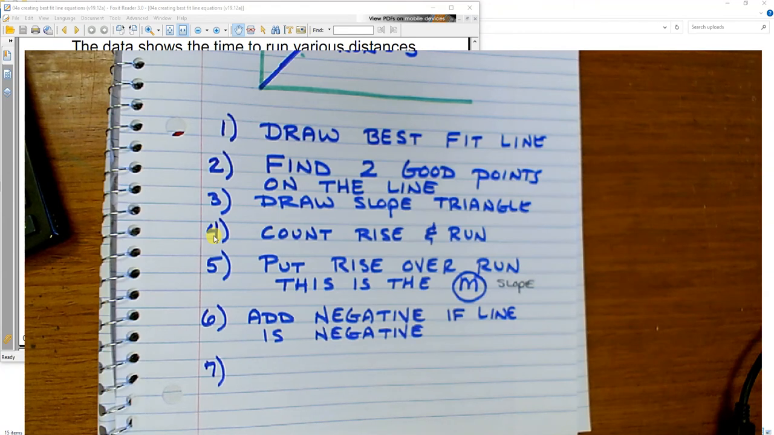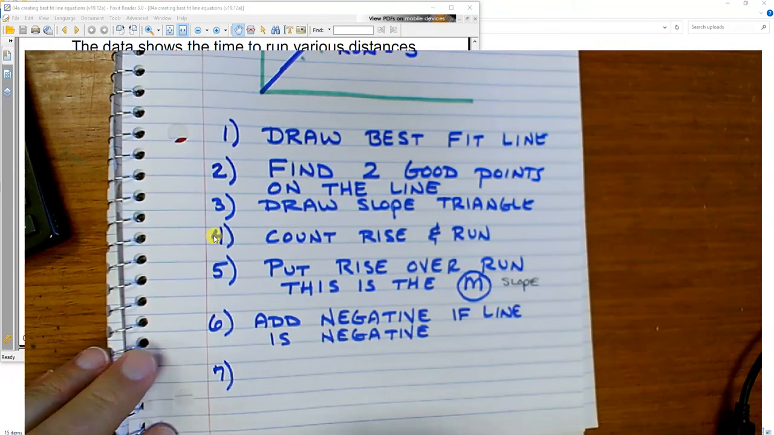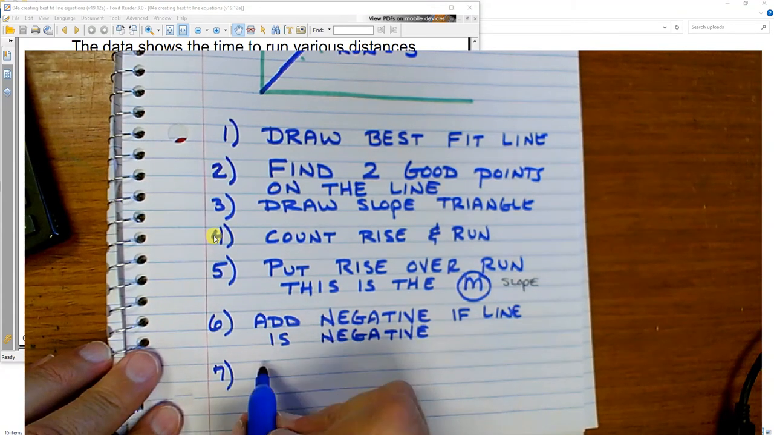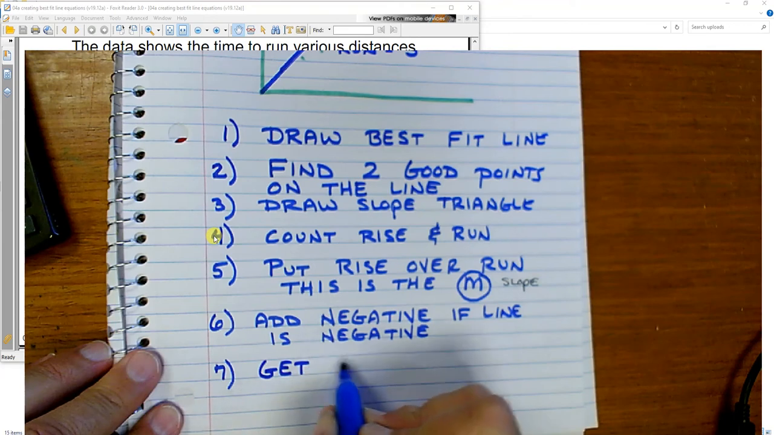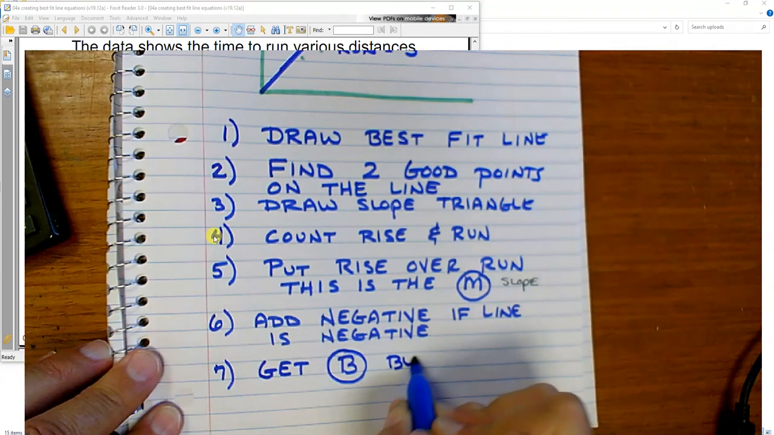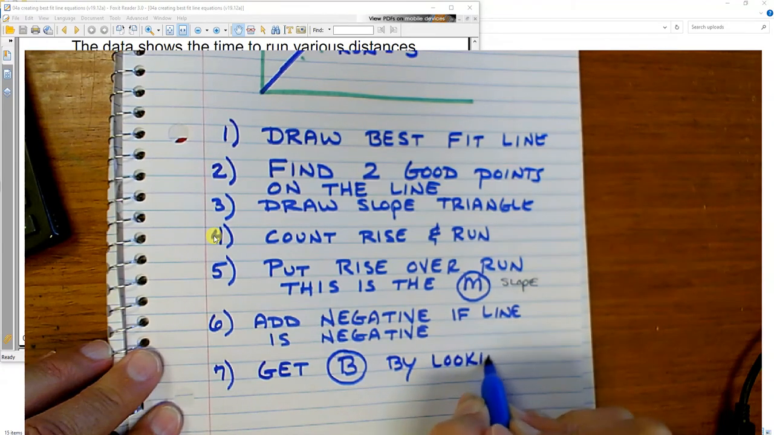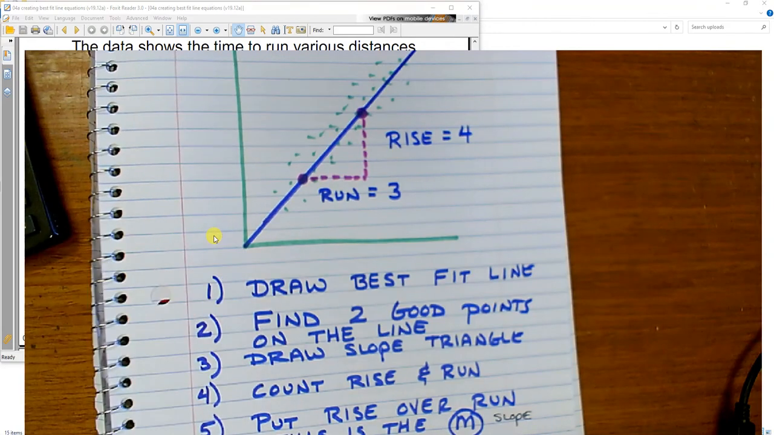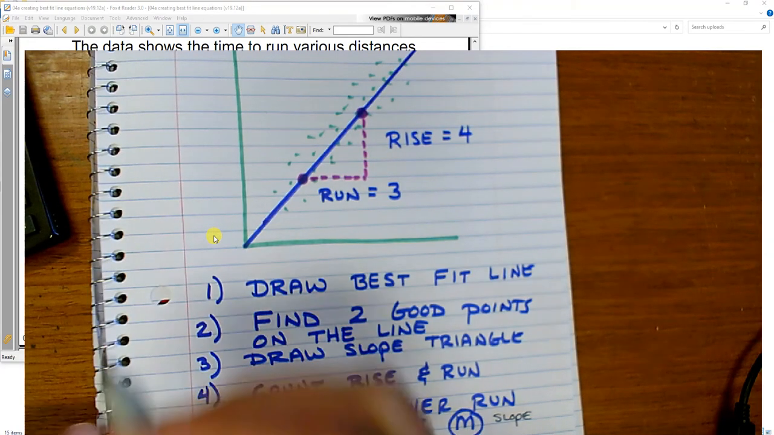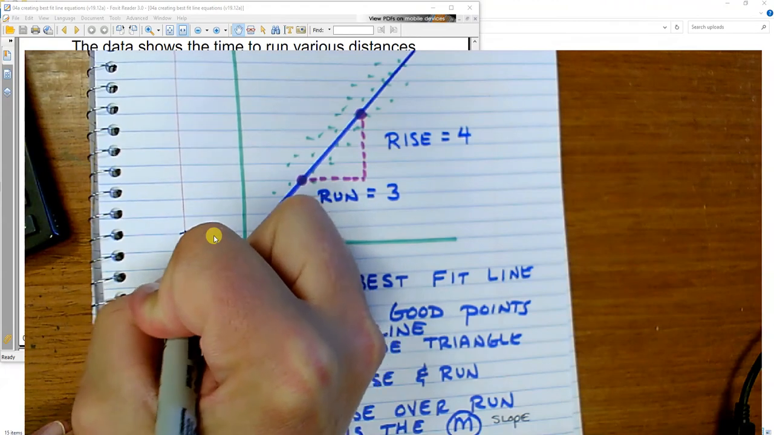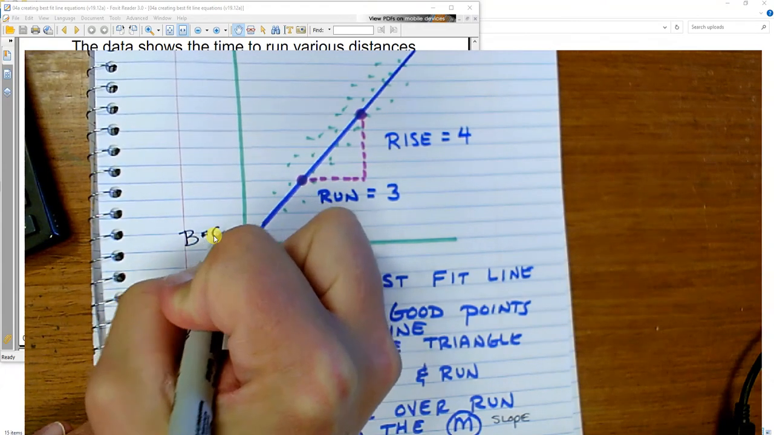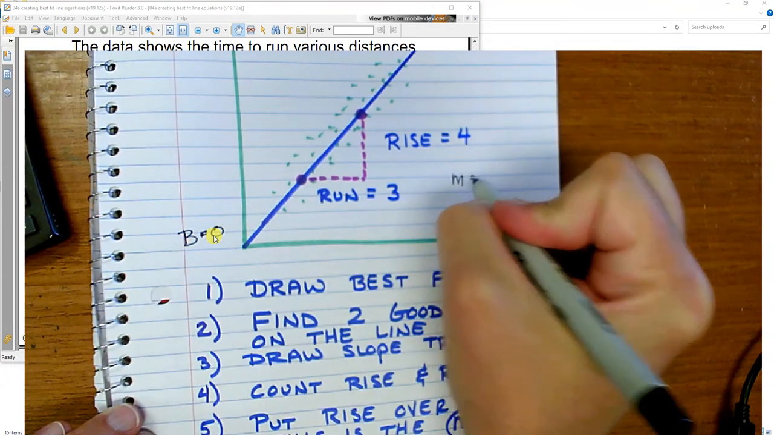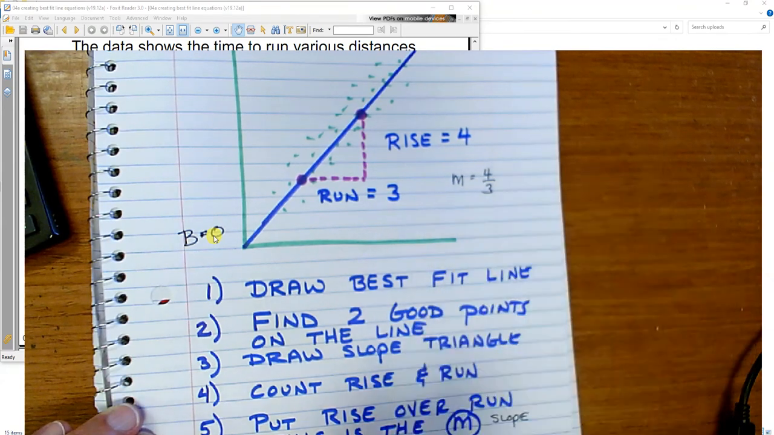Well, what do I still need? I still need the b. And the b I get just by looking. In this case, the b is right here at 0. So right here, I know my b equals 0, and my m equals 4/3.